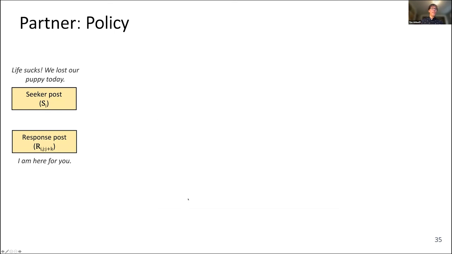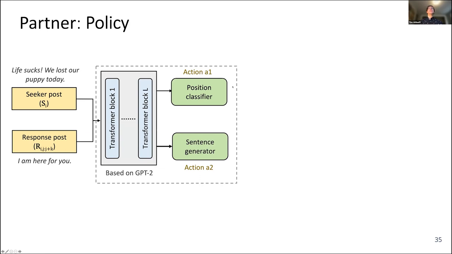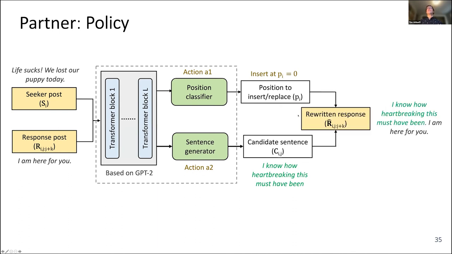And here we have the policy. Overall, how the policy network looks is we have the seeker post and response post. We encode those through a large scale pre-trained language model that is based on GPT-2. We will jointly predict both the action and position to be taken and which sentence we want to put there. And then, based on that, we can generate the rewritten response. Here we're inserting something at position 0.